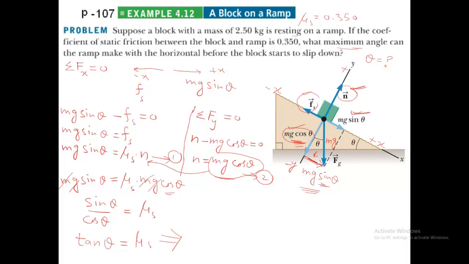This will give you theta is equal to tan inverse mu s. Mu s, how much? This much, 0.350. So you get 19.3 degrees. This is your answer. Okay, next.